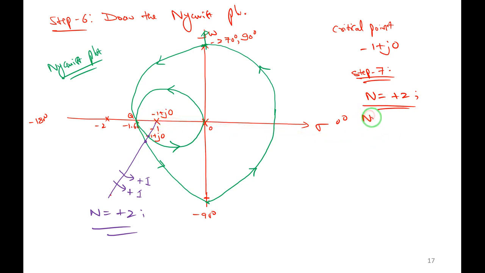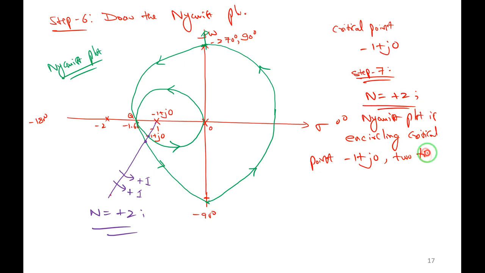So let me write it. The Nyquist plot is encircling the critical point minus 1 plus j0 twice. Twice means two times. In which direction? In the anti-clockwise direction.